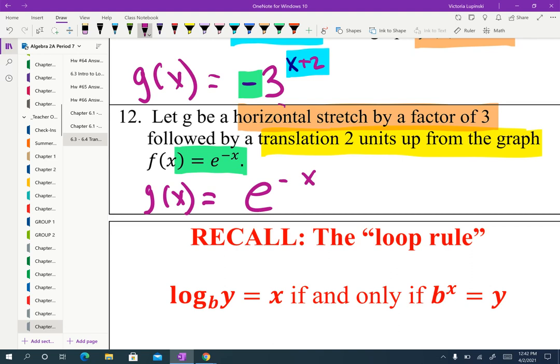When I want to do a horizontal stretch, that means I have to do it inside of the exponent and I have to do the opposite. So I'm actually going to have a 1/3 there. And again, notice that that is inside the exponent and the negative is there because it was in the original. Followed by, I am going up 2, and that can just simply be a big +2 here on the outside.